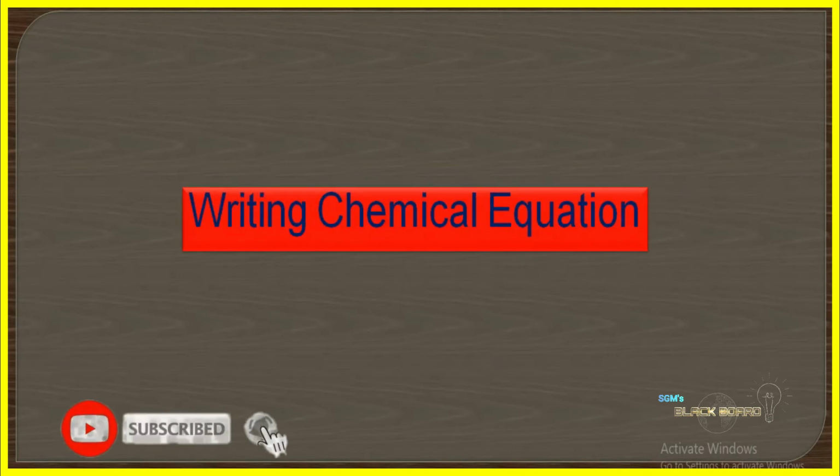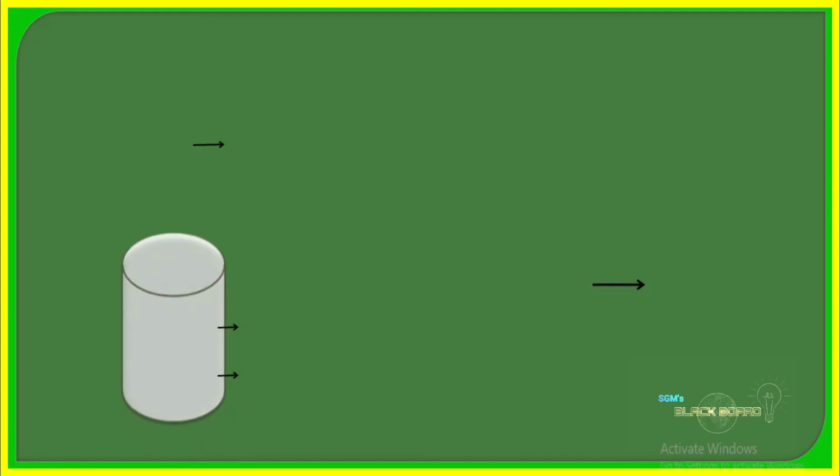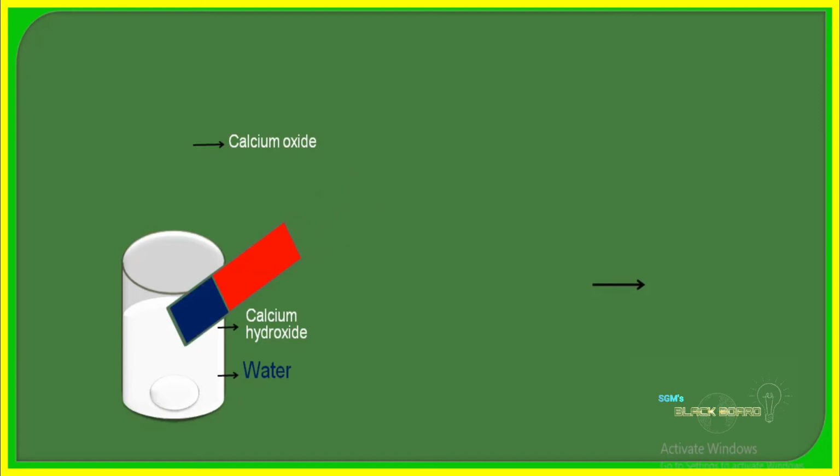Writing chemical equation. Let us recall once again that activity we did previously. In the first activity, we took a beaker and some water in it, and taking quicklime, that is calcium oxide, when it is put in water, it is completely dissolved, and a new solution formed, that is calcium hydroxide. When it is tested with red litmus, it turned blue.